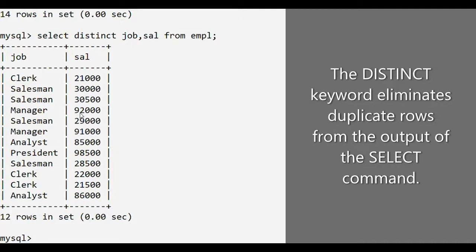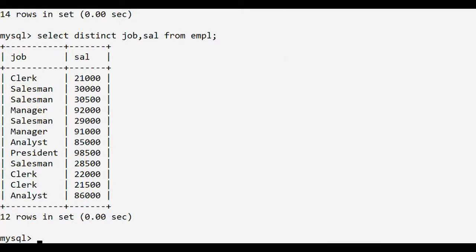Without writing the distinct keyword previously, there were 14 rows in the result, and with the distinct keyword, now we have 12 rows in the output. That means the duplicate rows have been eliminated. I told you earlier that by default duplicate rows appear in the output. So if we write select job, sal from employee, the duplicate rows will appear in the output.